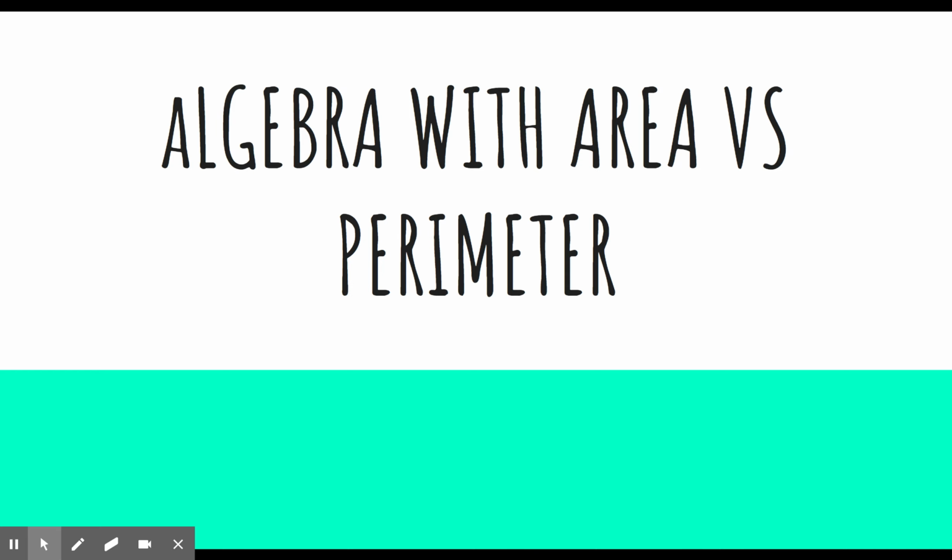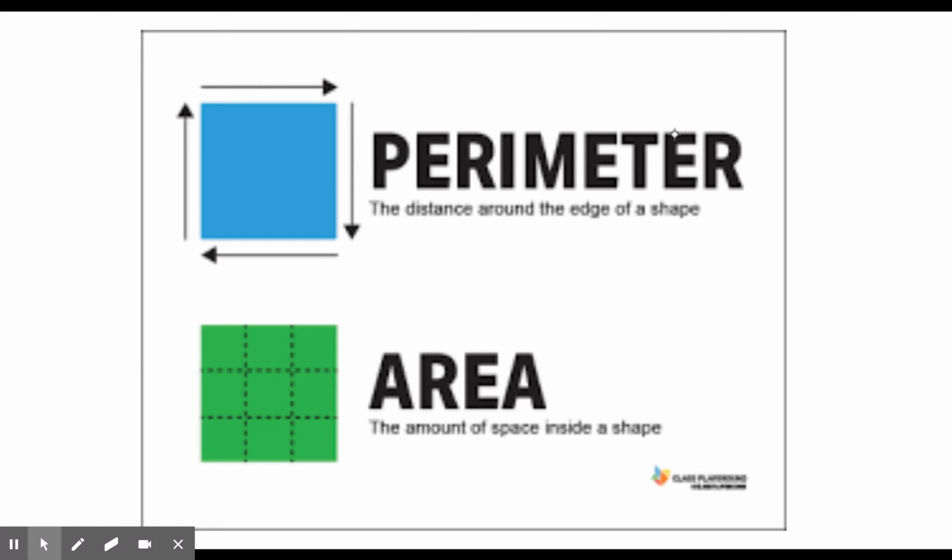All right, today we're going to be looking at algebra with area and algebra with perimeter. First thing we need to outline, or define I should say, is perimeter and area. So you need to recall that perimeter is the distance around the edge of a shape, and area is the amount of space inside of a shape.